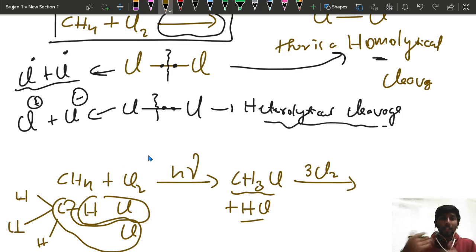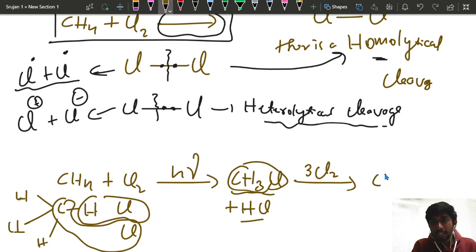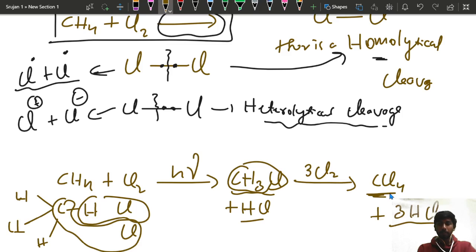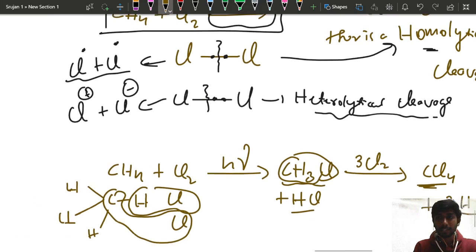Okay, so when you treat this compound again with 3 Cl2, you get completely all the hydrogens replaced here. That is CCl4, you got completely CCl4 and 3 moles of HCl has been liberated. This is how you can prepare it with the help of this.